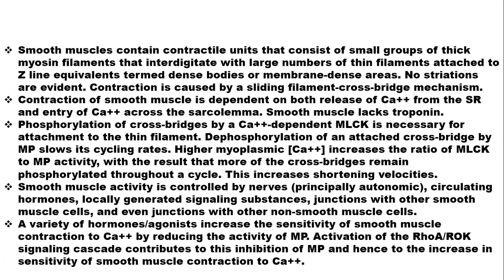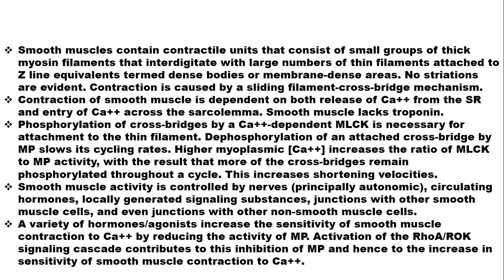Smooth muscles contain contractile units that consist of small groups of thick myosin filaments that interdigitate with a large number of thin filaments attached to the dense bodies. So there are no striations present here. Contraction of smooth muscle is dependent on release of calcium from the sarcoplasmic reticulum as well as entry of calcium from outside the cell.